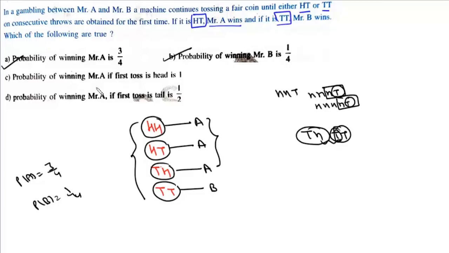Now, C is probability of Mr. A winning if first toss is heads. Now, if first toss is heads, then in that case, Mr. A is sure to win this match. So, this probability is always going to be 1. So, this option C is correct. And D is the probability of Mr. A winning if the first toss is tails. Now, if the first toss is tails, then the probability of Mr. A winning is 1 by 2. That means option D is also correct. So, the correct options are A, B, C and D.